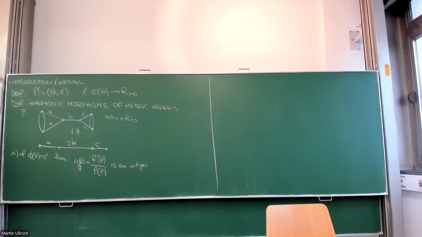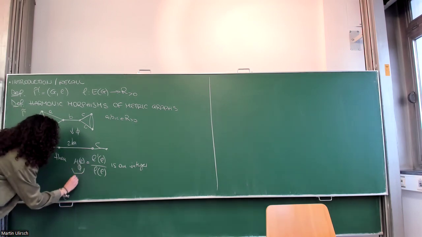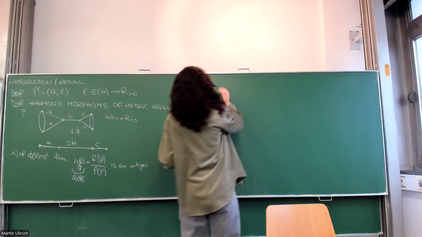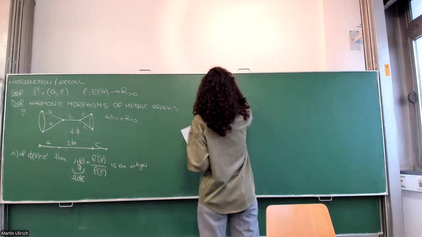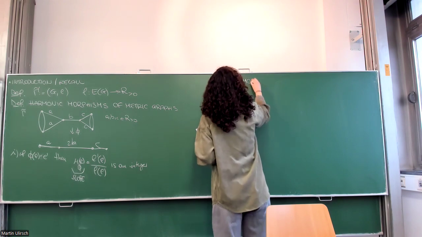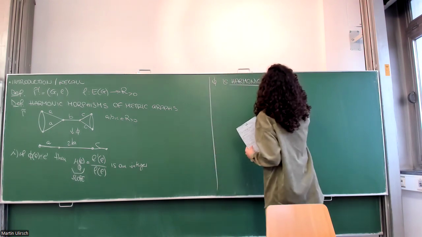And we call this the slope of the map. And now I will introduce what's harmonic. So we will say that phi is harmonic if the following holds.